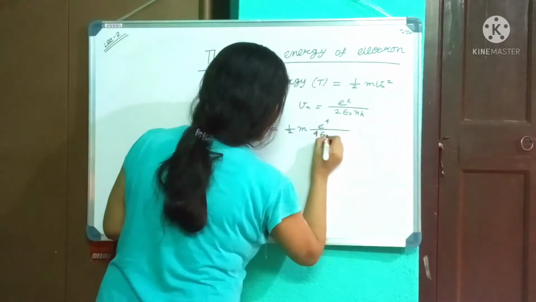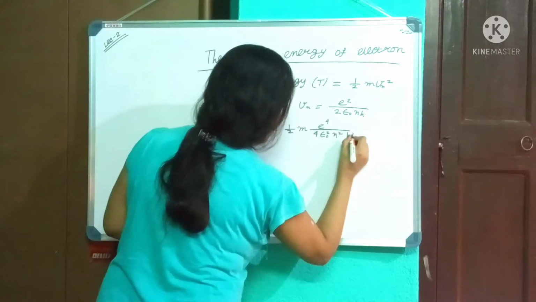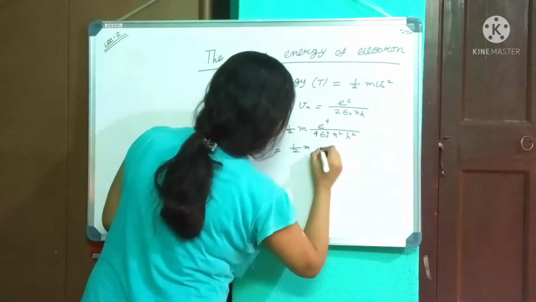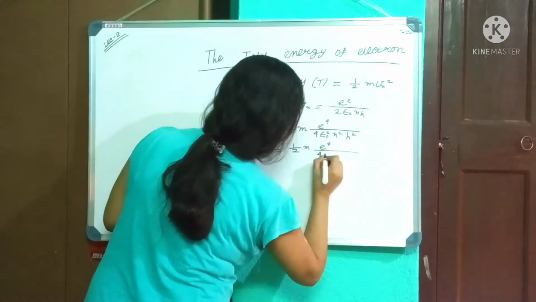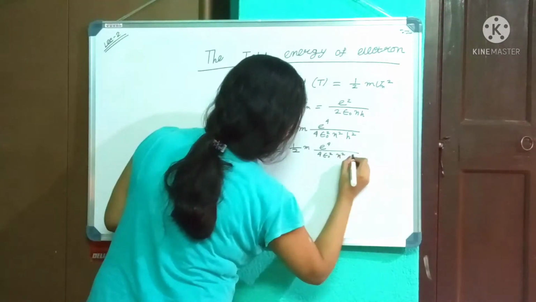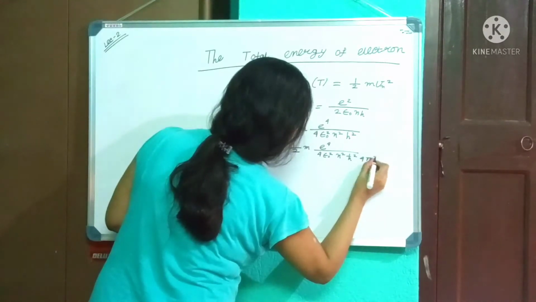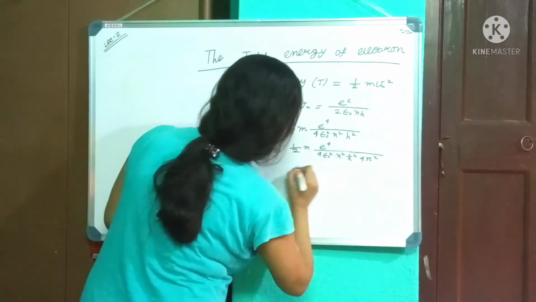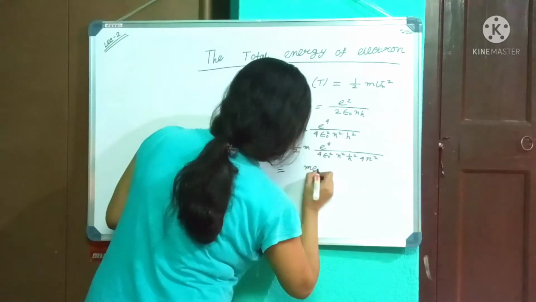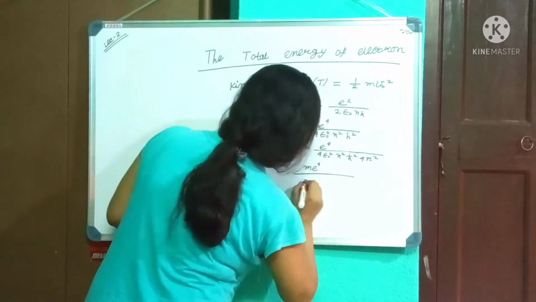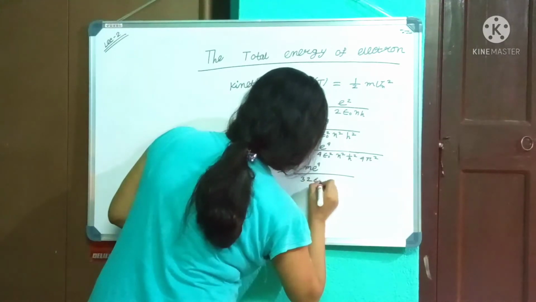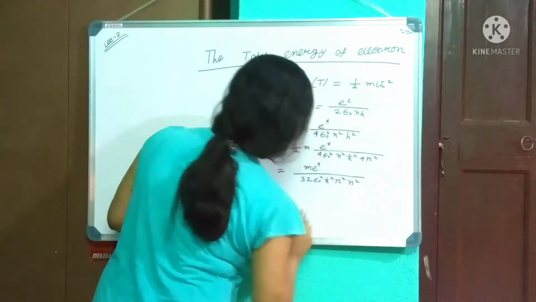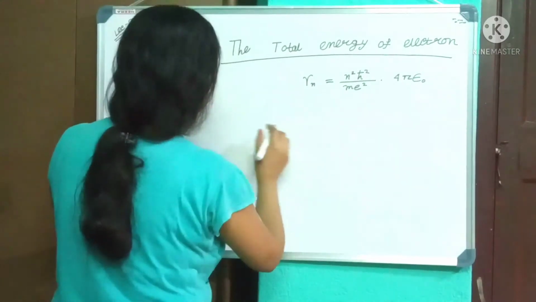Now we'll get T equals half m e to the power 4 by 4 epsilon naught square n square h square, which equals half m e to the power 4 by 4 epsilon naught square n square h cut square into 4 pi square, which equals m e to the power 4 by 32 epsilon naught square h cut square pi square n square. So this is the value of kinetic energy.